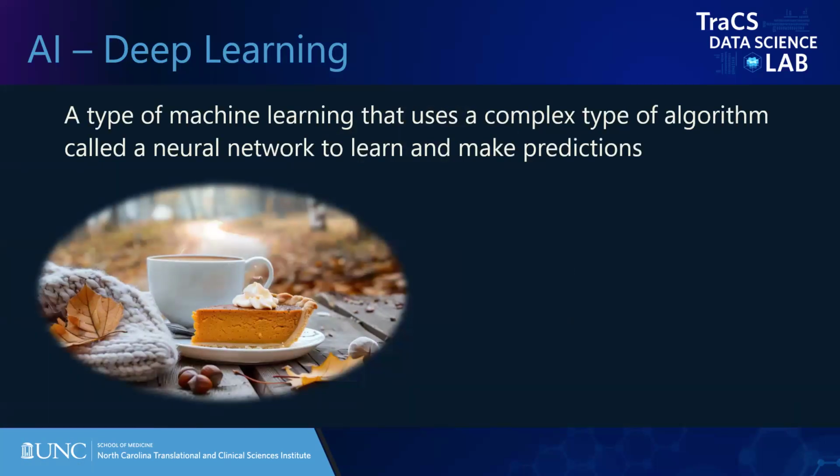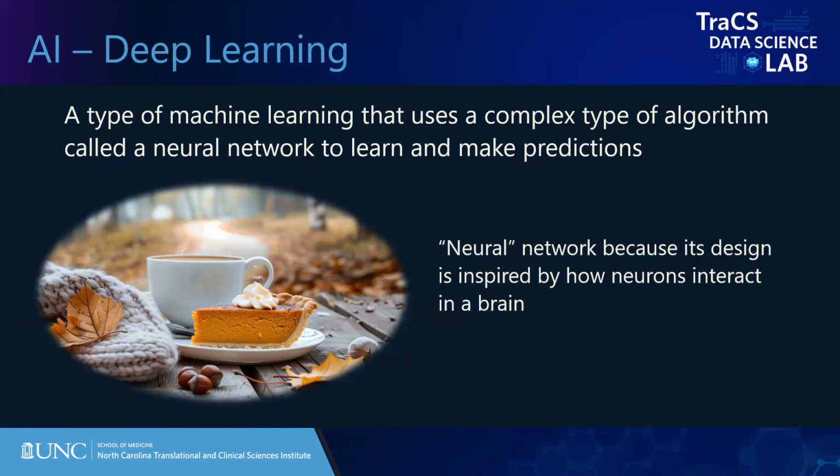So deep learning is a type of machine learning and specifically uses a complex type of algorithm called a neural network to learn and to make its predictions. And these algorithms are called neural networks because their design is inspired by the way that neurons interact in a brain. Deep learning is a very powerful type of machine learning that can achieve impressive things, but it can also be quite expensive in terms of the compute resources that it requires and the amount of training data that it needs.